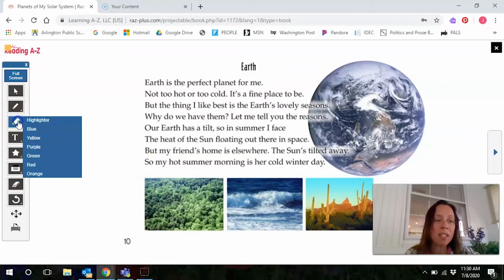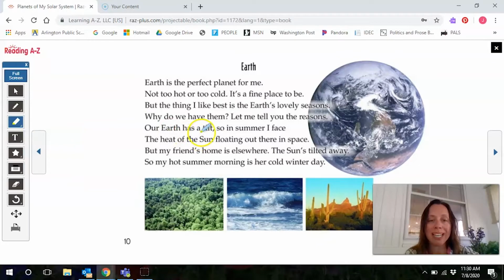So now in this poem, I want to think about the word tilt. And why, when the sun's tilted away from us, the seasons and the weathers change. And I also want to talk about how when it says the heat of the sun floating out there in space, but my friend's home is elsewhere. The sun's tilted away, so my hot summer morning is her cold winter day. Let's reread and think about that.